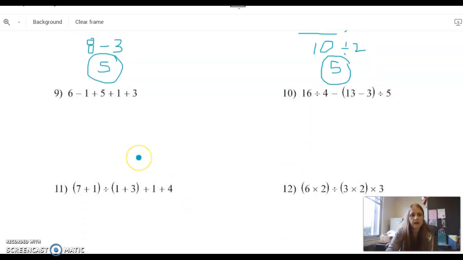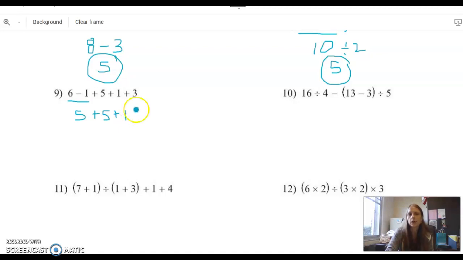All right, number 9, we've got a bunch of addition and subtraction. And here's one example. It wouldn't actually matter on this one, but in some problems, as we get into a higher level, it would. If you're going addition or subtraction, since they're equals from left to right, you would start with the 6 minus 1, right? 6 minus 1 is 5. So then we still have plus 5, plus 1, plus 3.